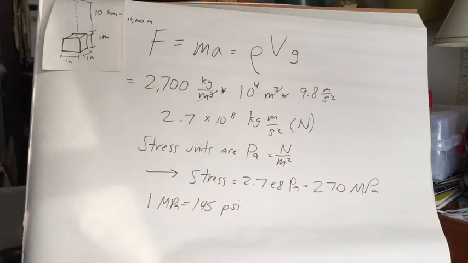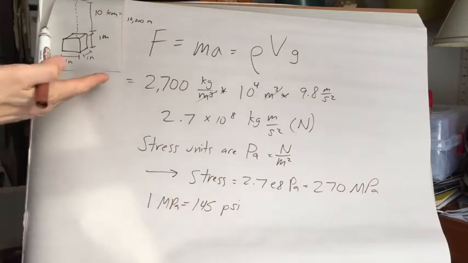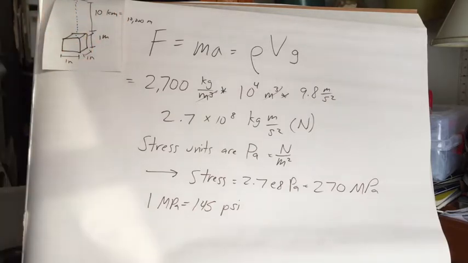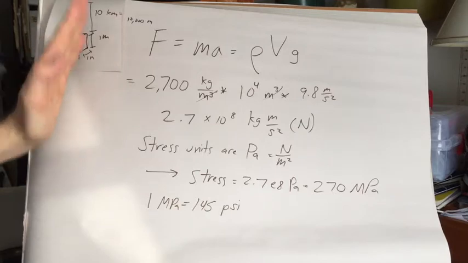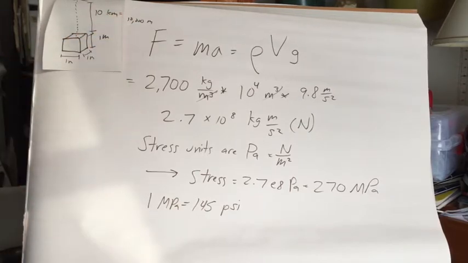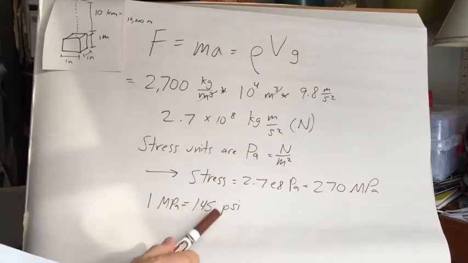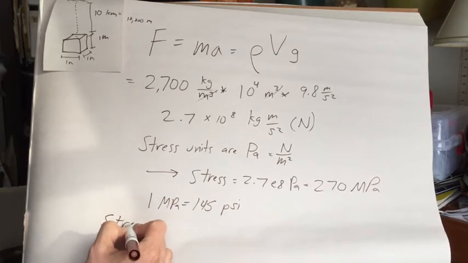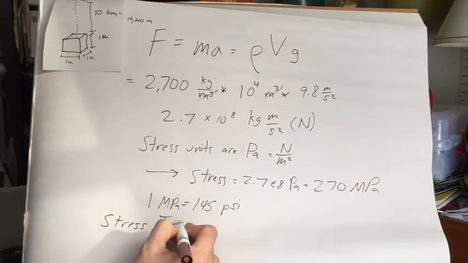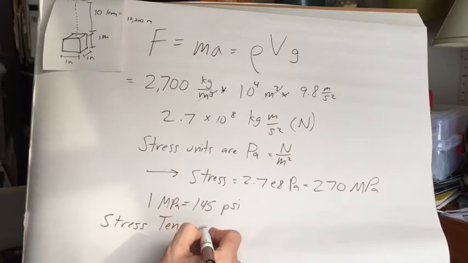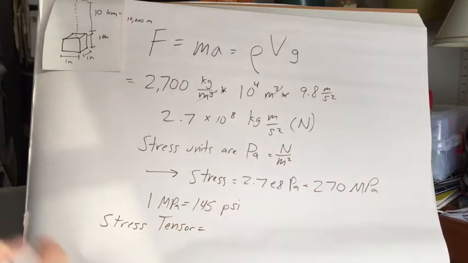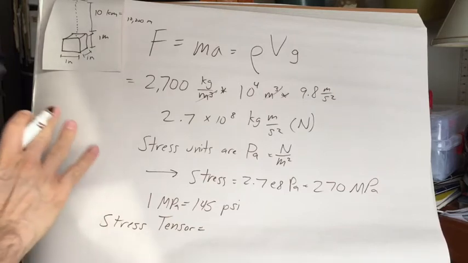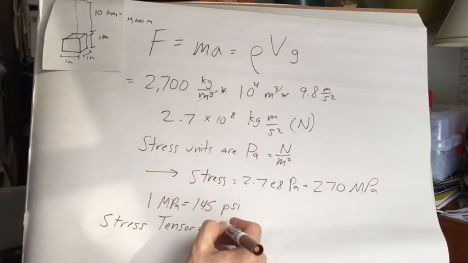So the next question then is, what about other orientations of faces? What stress is felt on a horizontal face or an inclined face? To address that, we need more than just a single number to define the state of stress. We have something called the stress tensor. A tensor describes the state of stress at a point, and tells you the information in all different directions.